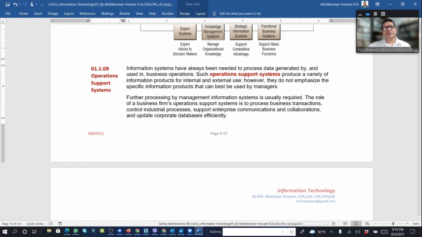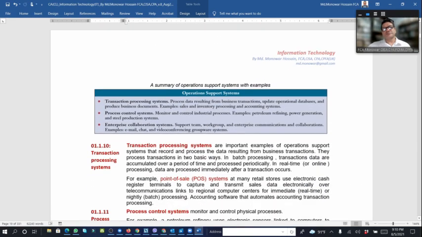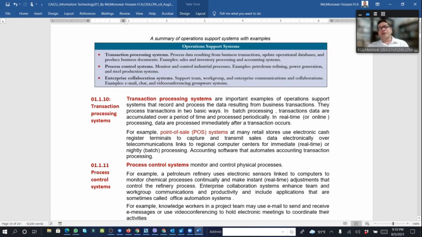An operation support system is meant for the operation. So, a summary of operation support system: transaction processing system, that means process data resulting from business transaction, update operational database, and so on. And process control system monitors and controls industrial process, and enterprise collaboration system supports teams, work groups, etc.